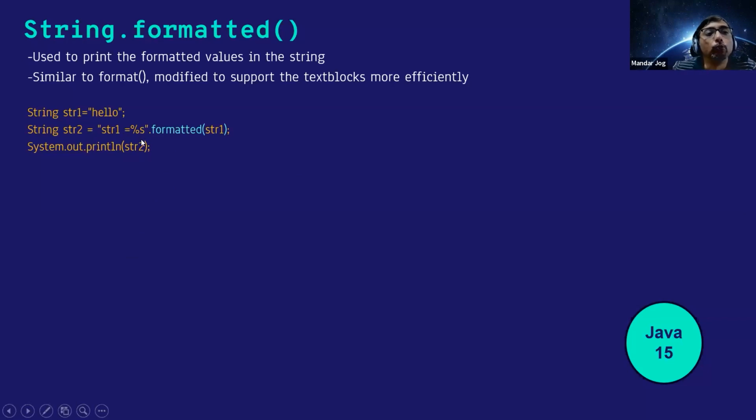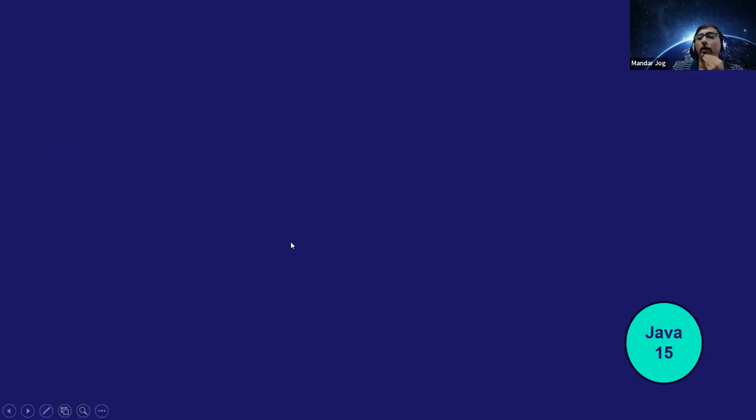So we can do this: str1 is equal to percentage S, and then you can format it. This str1 is nothing but the str1 which you can put over here, and str1 is equal to hello. That is what it will print. As I told you, it works similar to format, but format does not support the text block, while formatted supports the text block. That's why it has been modified that way. But otherwise, it works similar to the format method. Nothing much if you have worked with that.